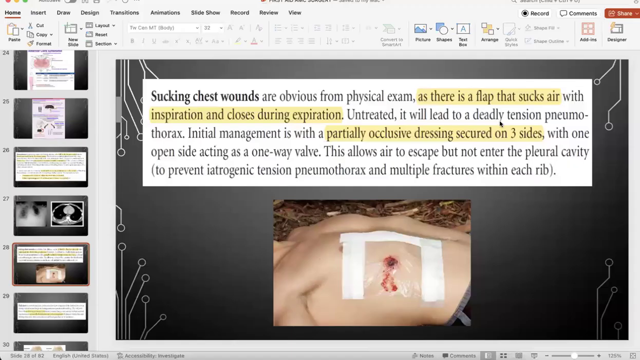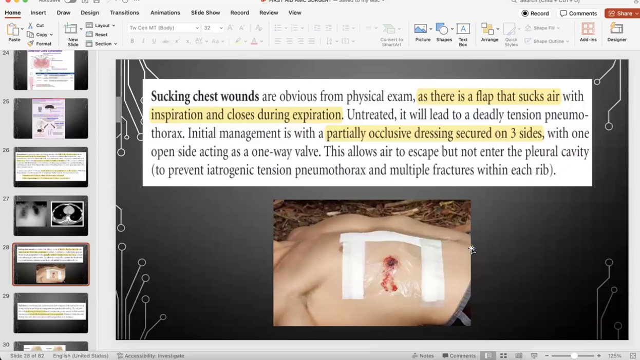So we just do a partial occlusive dressing, so a 3-side dressing. When we do this 3-side dressing, this one-way valve action is no longer there. So what will happen in that case? Air will go in and out. It will no longer collect if you do that.